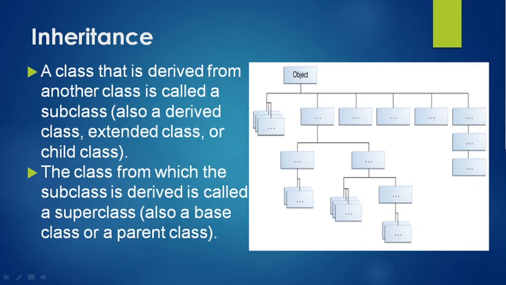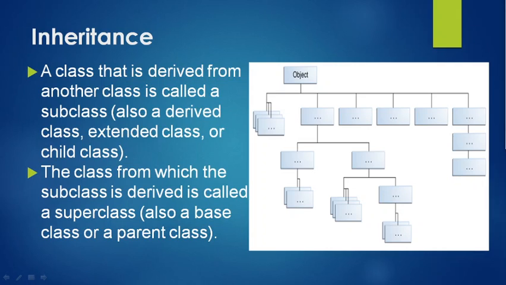So now let's take a look at inheritance. A class that is derived from another class is called a subclass. It's also known as a derived class, extended class, or child class. The class from which the subclass is derived is called a superclass, also a base class or a parent class.